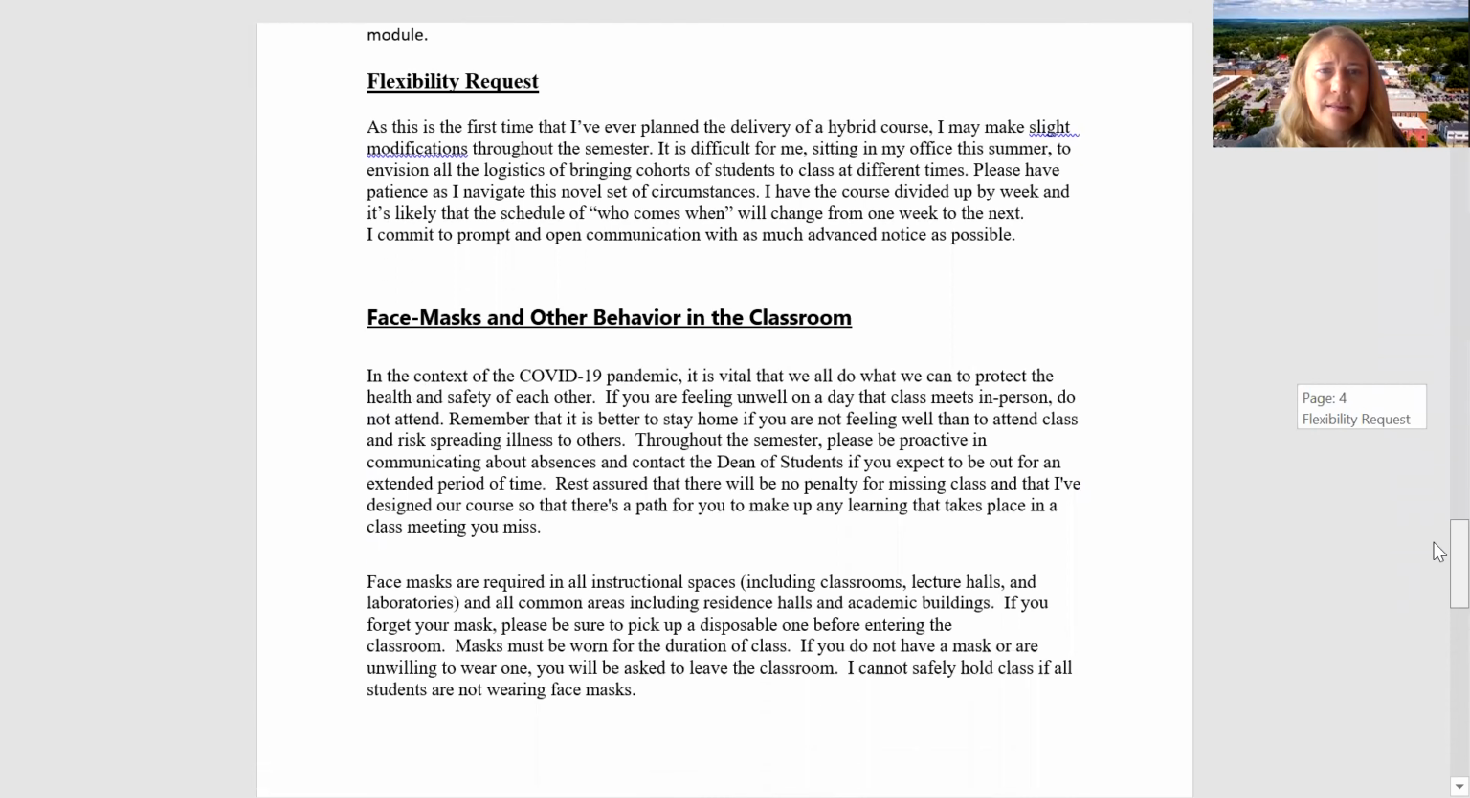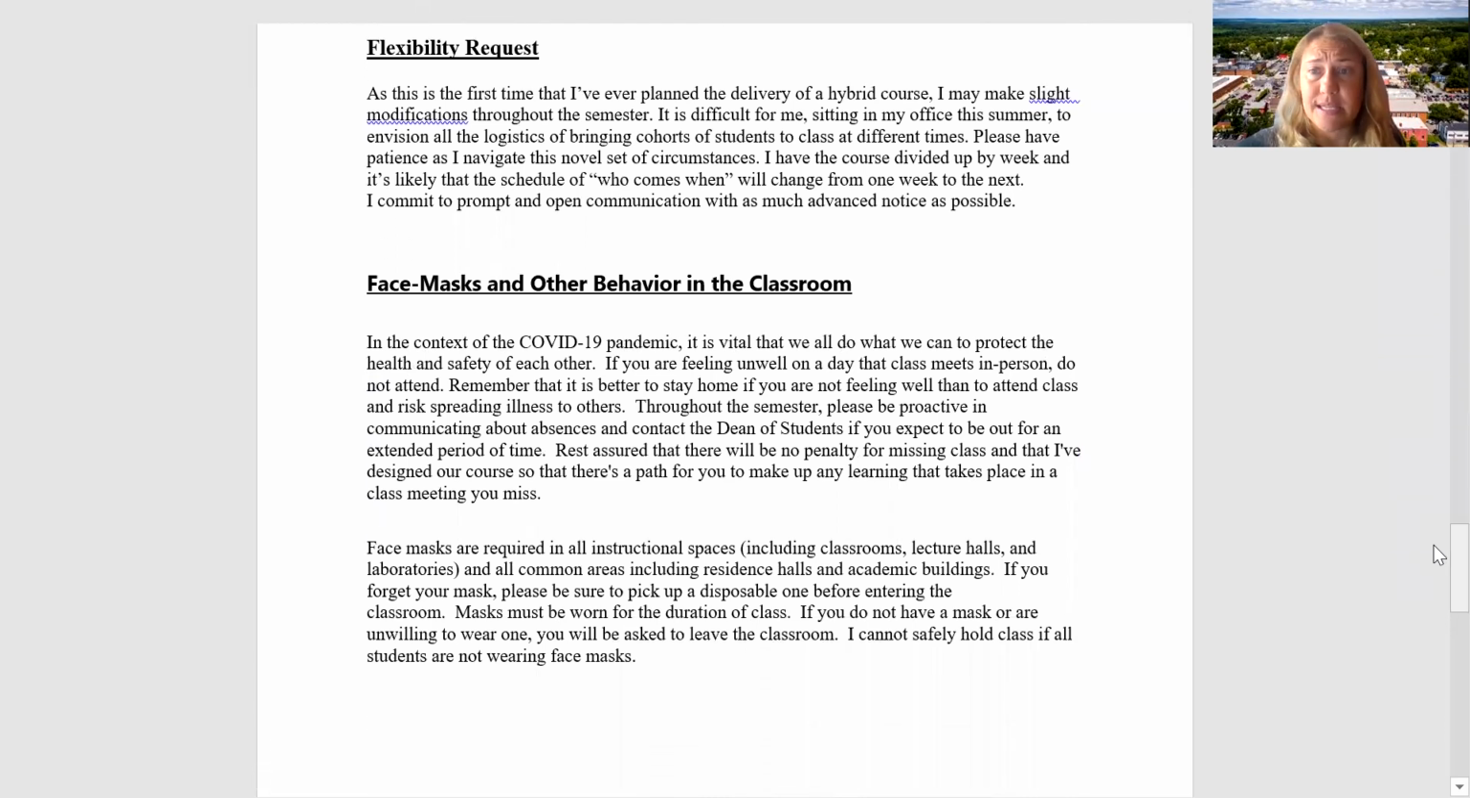And that brings me to this flexibility request. So this summer, I spent a lot of time trying to brainstorm the logistics of how this is going to work. So obviously, this is brand new to me. I have never delivered a hybrid course before. I've never had to plan a situation where I'm bringing different cohorts of students into class at different times. So it was very difficult for me, and I think still is until we get started, to kind of envision how this is going to look and how this is going to work.